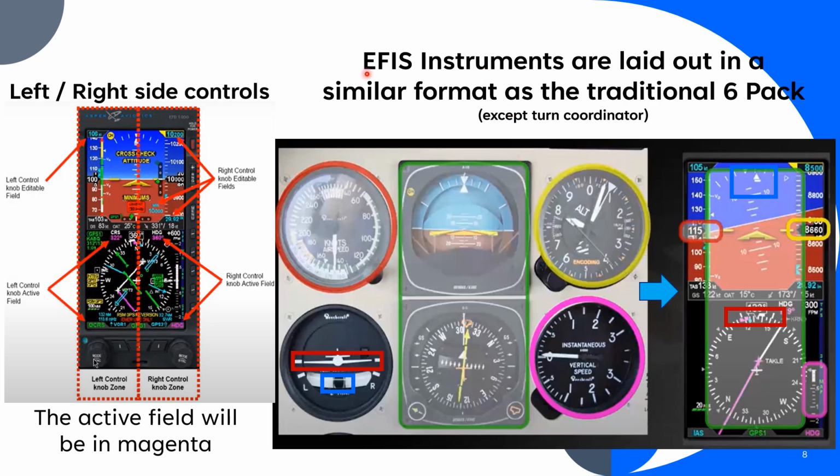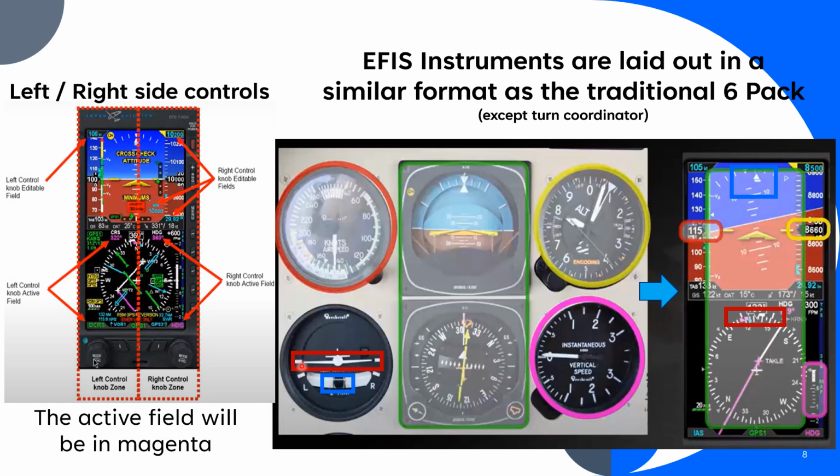Just as a point of interest, EFIS instruments are laid out in a similar format to the traditional 6-pack, except the turn coordinator. So you can see here that speed is indicated on the left, altitude on the right, vertical speed on the bottom right, AI in the top center, and the direction in the bottom part here.